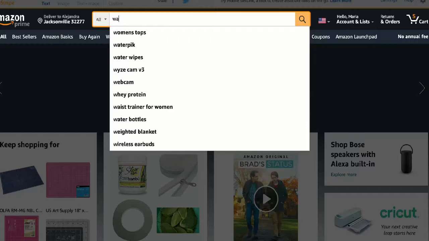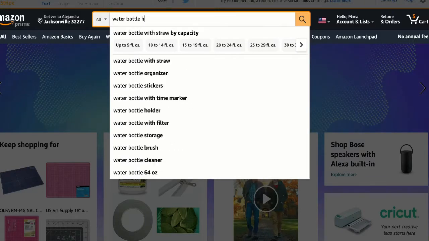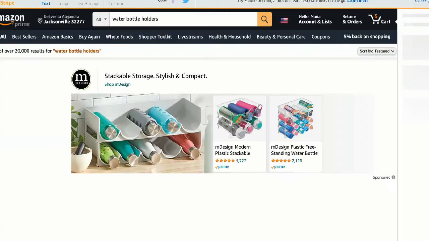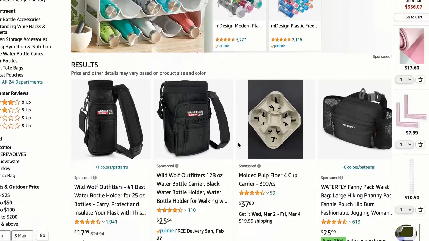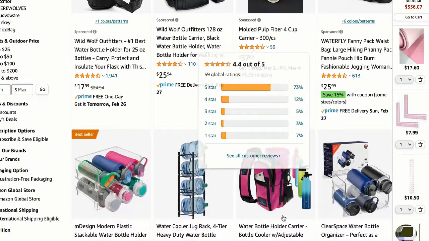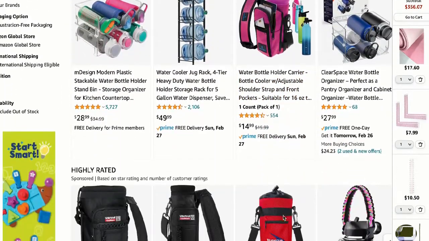You can also go to Amazon and search for your product. So if you make water bottle holders, like I do, I could actually search water bottle holders and figure out who my competitors are, figure out other things that come up when I search for that. And that's actually a really great way to find competitors or coordinating brands as well.